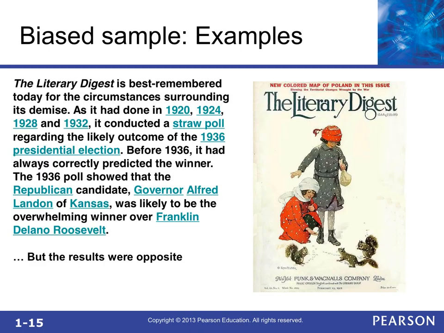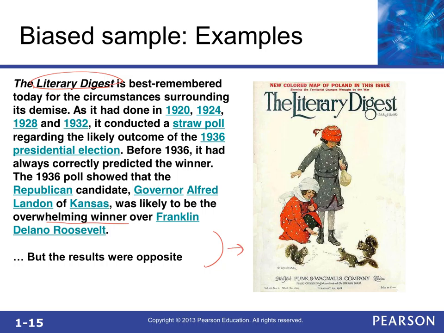In the history of statistical analysis, there are some examples of biased samples. One of the well-known examples is the case of Literary Digest, which is best remembered today for the circumstances surrounding its demise. So, before 1936, the Literary Digest had always correctly predicted the winner of the presidential election, and in the fall of 1936 it showed that the Republican candidate was likely to be the overwhelming winner, according to the opinion poll by the Literary Digest. Obviously, it was wrong, and the result was opposite.